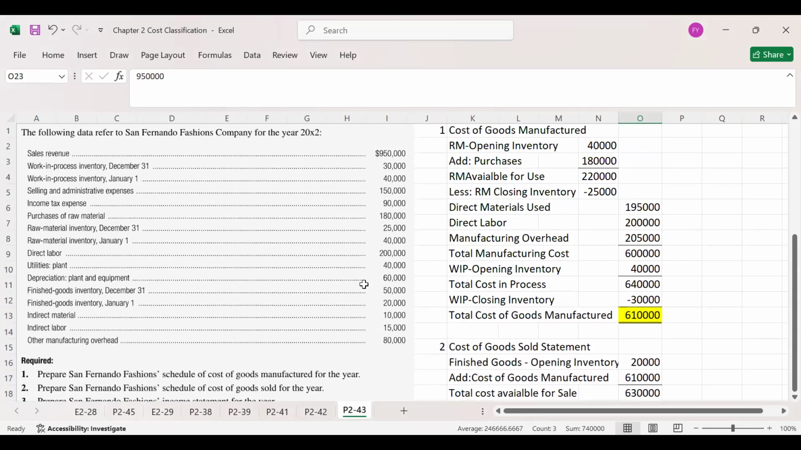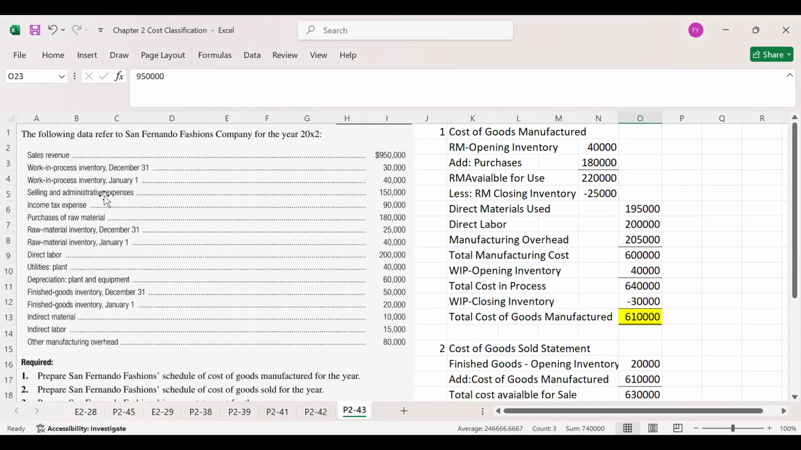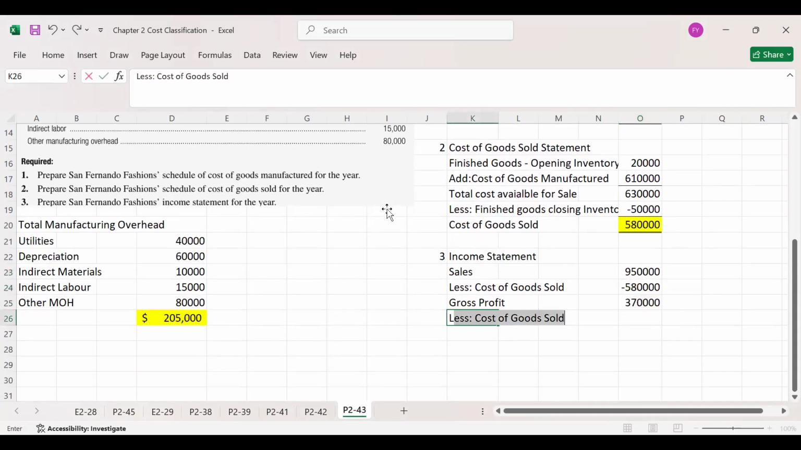Then we will deduct all other expenses, which is selling and admin expenses are here. We have just one expense, selling and admin expense, which is 150. So we will deduct selling and admin expenses, which is $150,000 to get profit before income tax. So this is our income before tax.